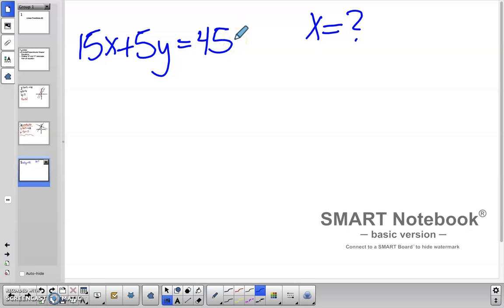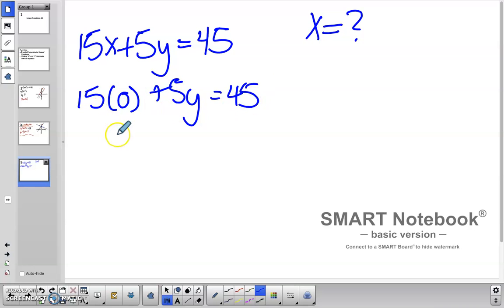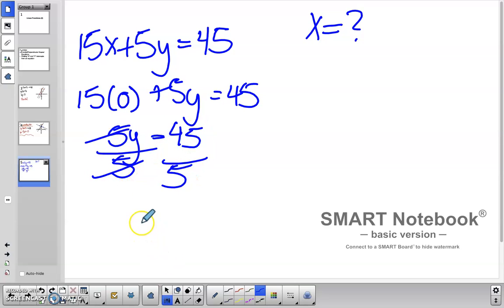Now, in order to find y, I have to make x 0. So if I make x 0, I do 15 times 0 plus 5y equal to 45. 15 times 0 is 0, so I just get 5y equal to 45. Then I divide both sides by 5 to isolate the variable y. Then 5 and 5 cancel out. y is going to be equal to 9. So I figured out y is 9.